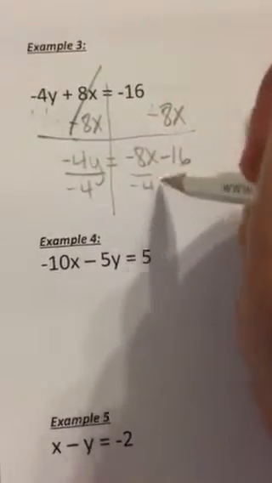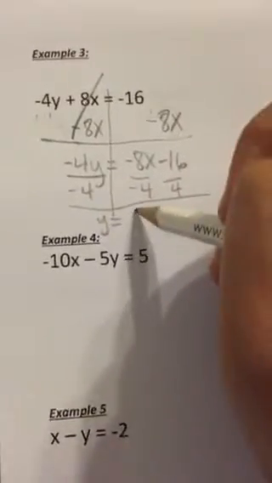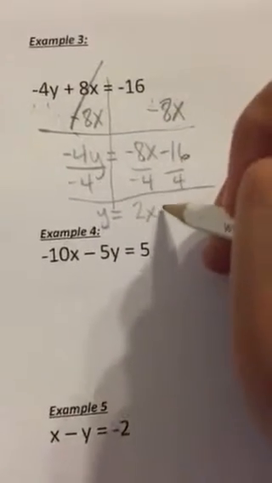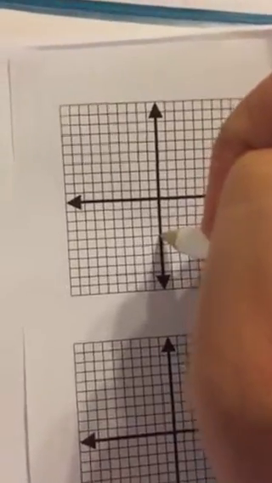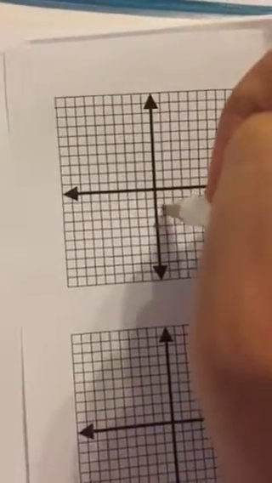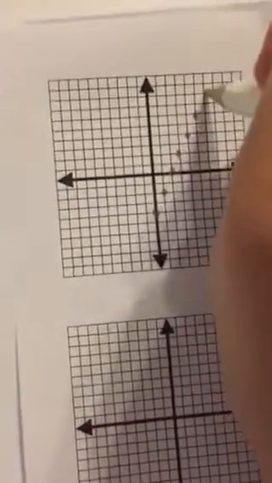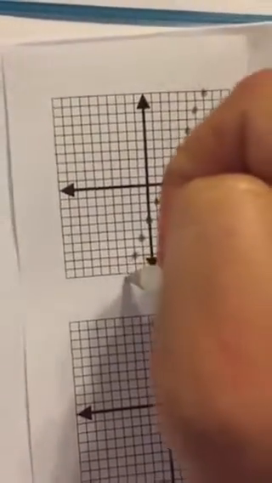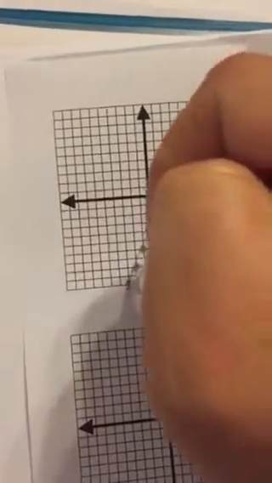Divide everything by negative 4. So y equals 2x. And then negative 16 divided by 4 is negative 4. So my graph, I'm going to start at negative 4. 1, 2, 3, 4. And then my slope is 2. So I'm going to go up 2 over 1 for each of the slope dots. And then it is going to kind of look like that.